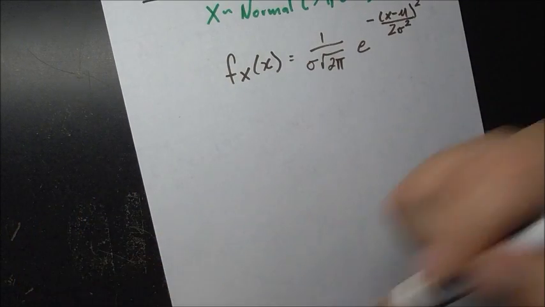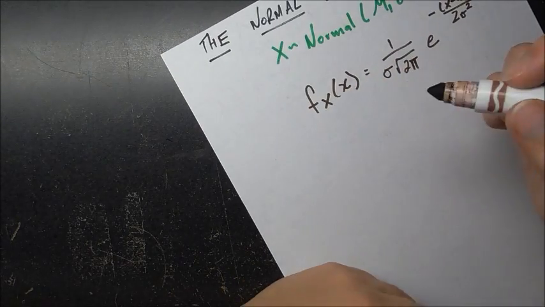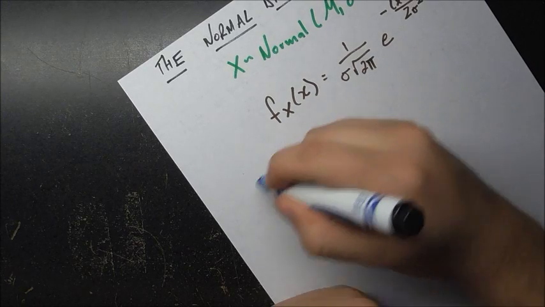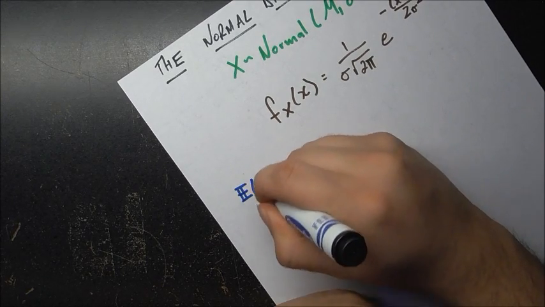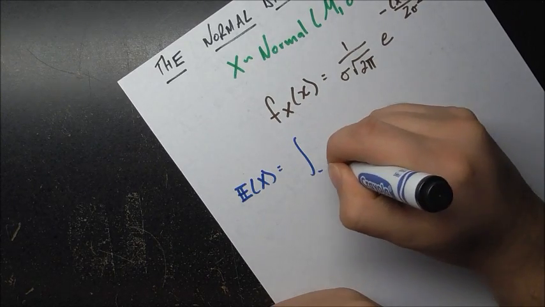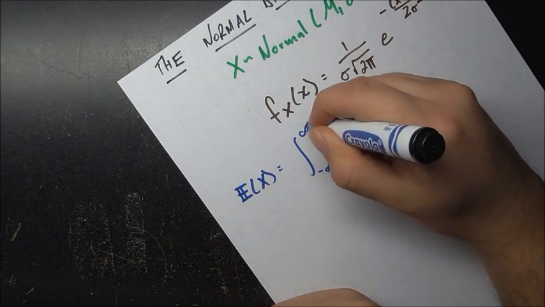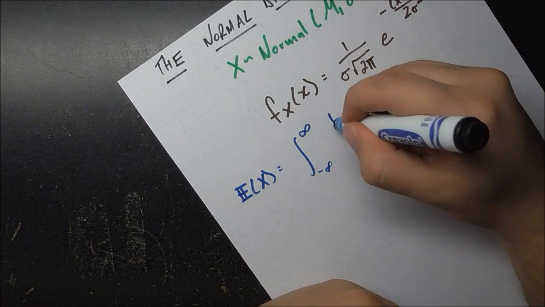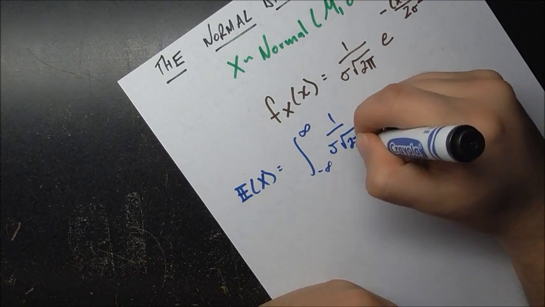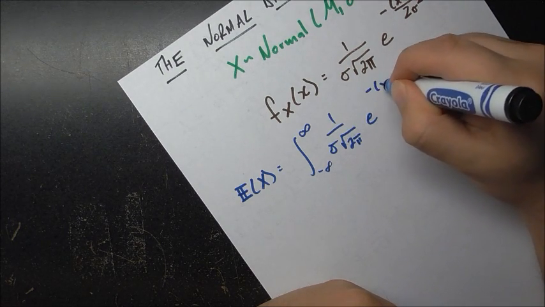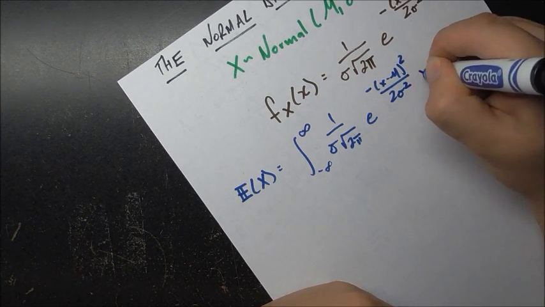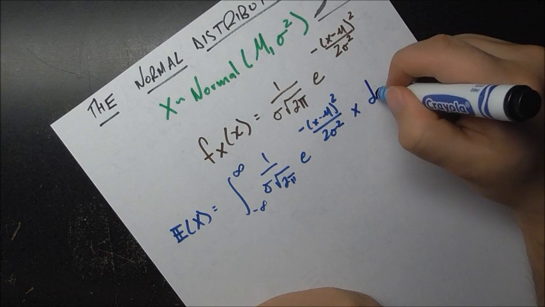Okay, so let's do the expected value first. Let me use a different color maybe. So we want to find the expected value, so we're just going to do the standard thing. The expected value of x is given by the integral from negative infinity to infinity, and here we don't change the bounds because it is indeed from negative infinity to infinity. We'll write the PDF, and then since we're doing the expected value, I want to put an extra x in here, dx.